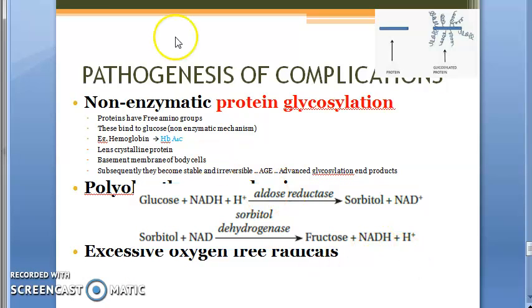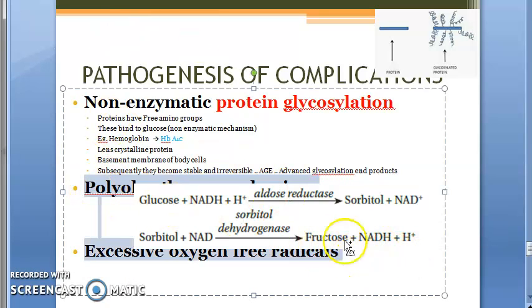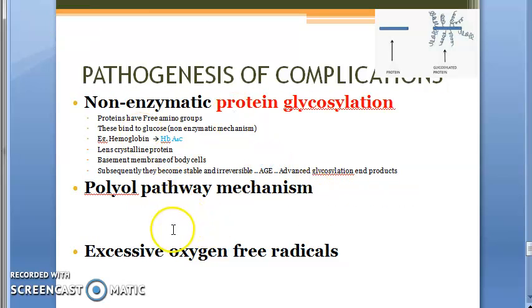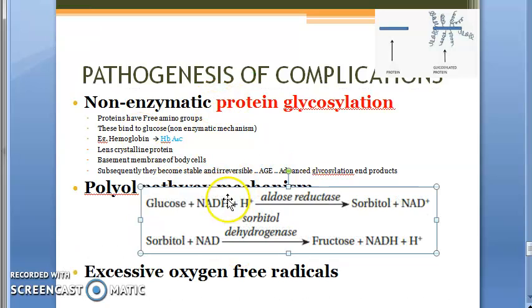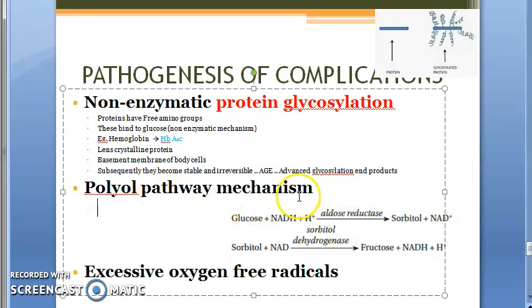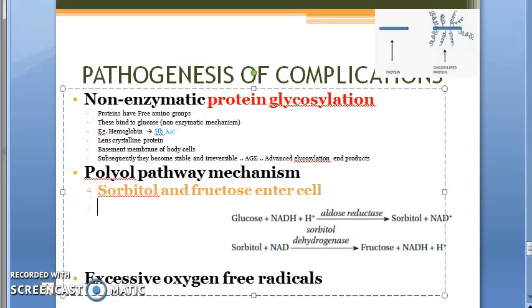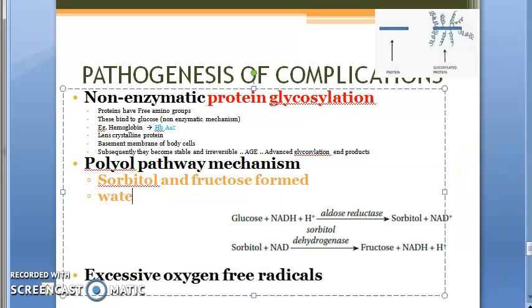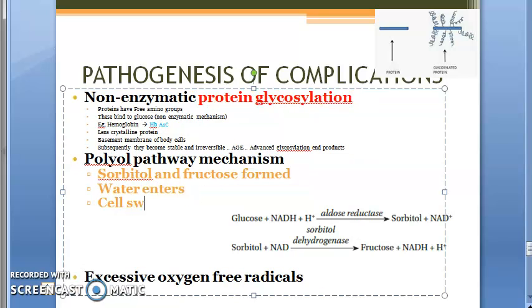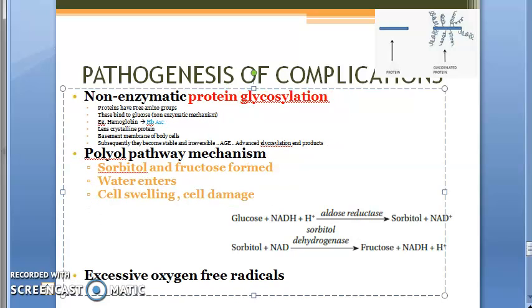Is this much clear? Let's take up all this in the next. Is there enough place for us to explain this? So what exactly is happening here? Sorbitol and fructose are formed in the cell because of these enzymes. Now water enters, cell swelling, cell damage. Now, whenever there is cell damage, what happens?